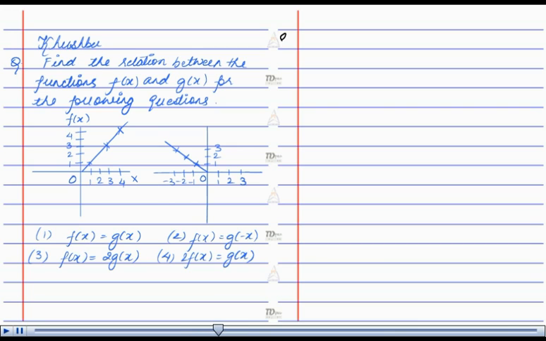From the first graph we observe that f of 1 is equal to 1. From the second graph we observe g of minus 1 is equal to 1. Therefore, we have f of 1 is equal to g of minus 1, or in generalized form, f of x is equal to g of minus x. Therefore, the correct answer is option number 2.